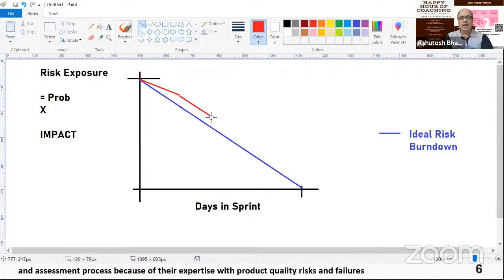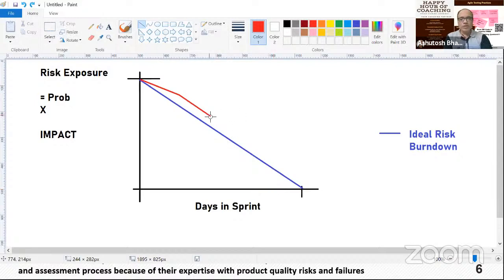The expectation is ideally, at the end of the last day, your entire set of risks should have been mitigated, right? Or in fact earlier also. Why not earlier? You can also make sure that before the sprint ends, all my risks have been mitigated.